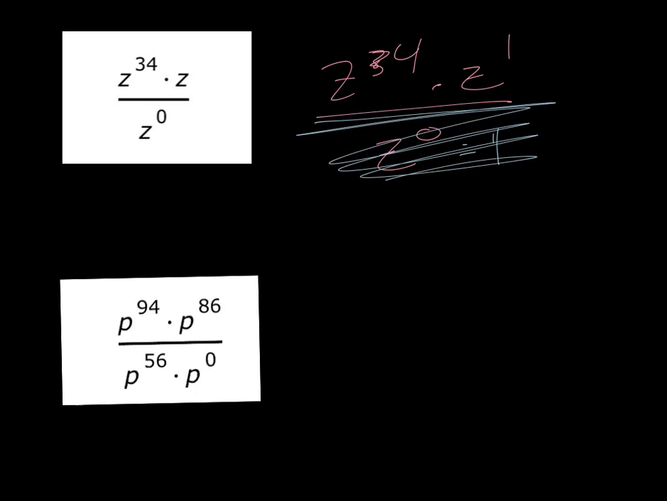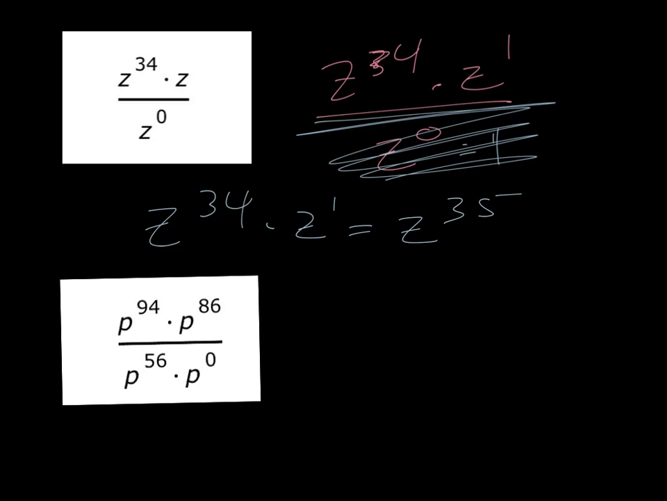So now looking at this problem up top, I have z to the 34th times z divided by z to the 0. So we know that is z to the 34th, that's a sloppy 3, times z to the 1st divided by z to the 0. We just showed why that equals 1 down below, so that really takes out that entire denominator, because if I divide by 1, that number is just going to be itself. So now I'm left with z to the 34th times z to the 1st. Same bases, so now I just add my exponents, and that's going to equal z to the 35th.